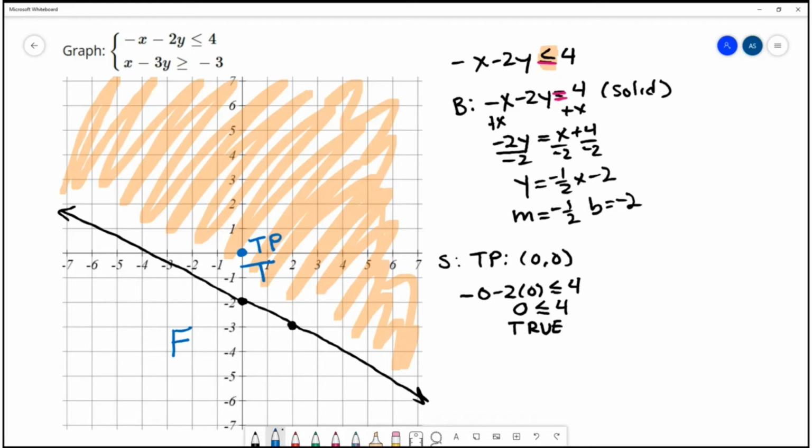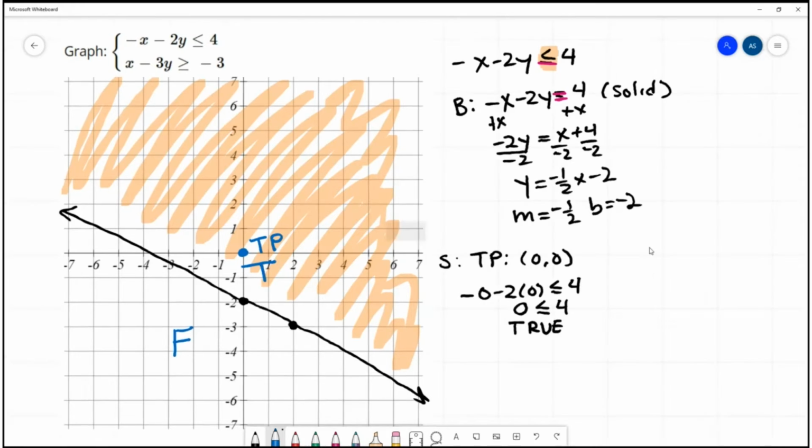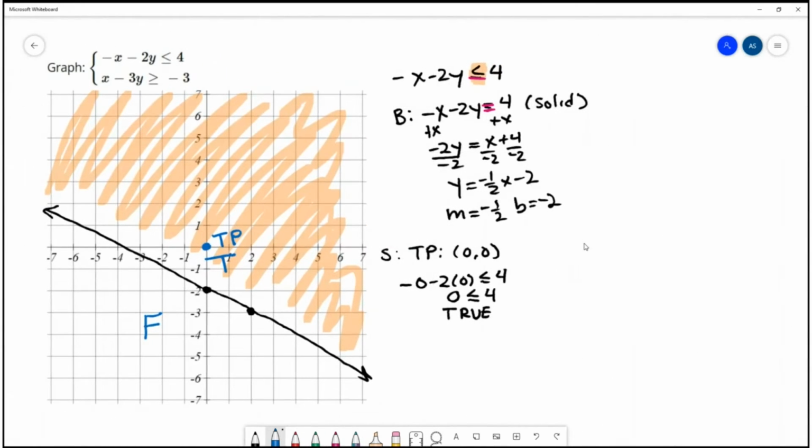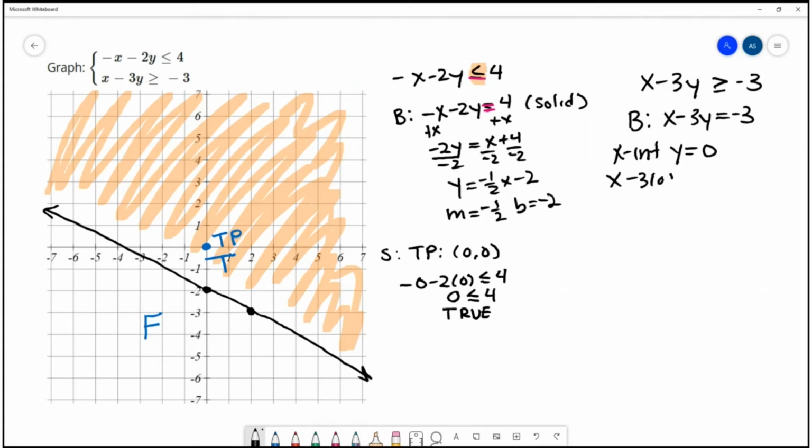Okay, we've drawn the first inequality, and we also want to draw the second inequality. The second inequality is x minus 3y is greater than or equal to negative 3. So we follow the same process. Draw the boundary line, which is x minus 3y equals negative 3. This time, let's use a different technique for drawing the line. Let's find the intercepts. Find an x-intercept by letting y equal 0. X minus 3 times 0 equals negative 3. So x equals negative 3.